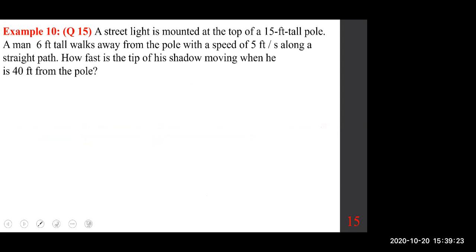All right, could somebody be kind enough to read this question, please?